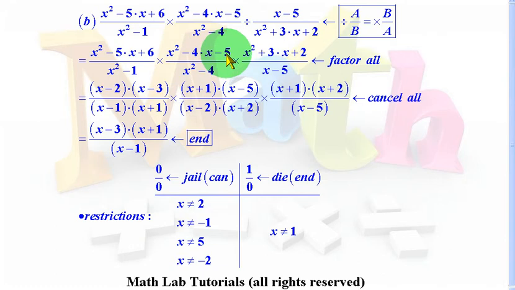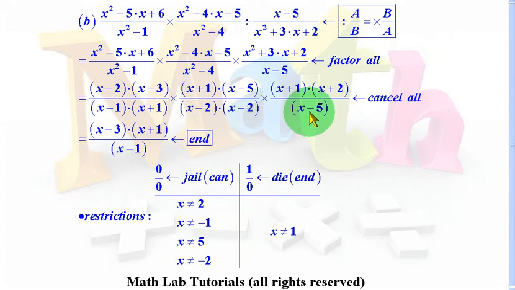This quadratic that easily factors is x plus 1, x minus 5. And the bottom is a difference of squares, which easily factors as x minus 2, x plus 2. The top is an easy trinomial factoring. It factors as x plus 1, x plus 2. And the bottom is linear, so all you do is drop it down as x minus 5.